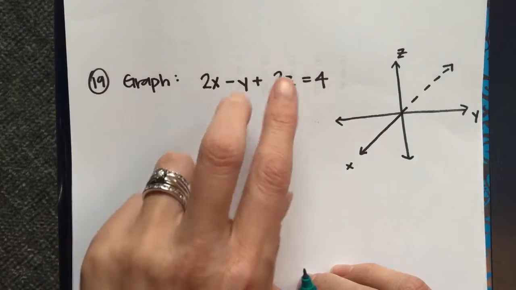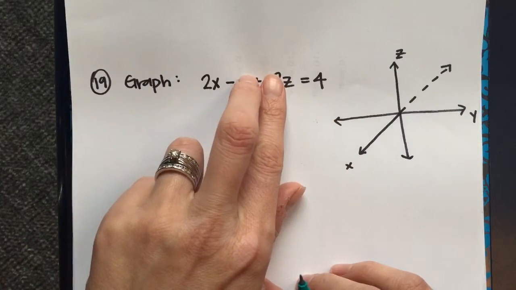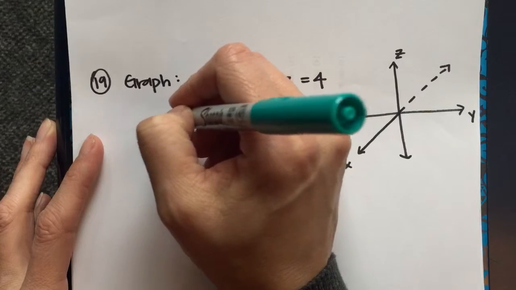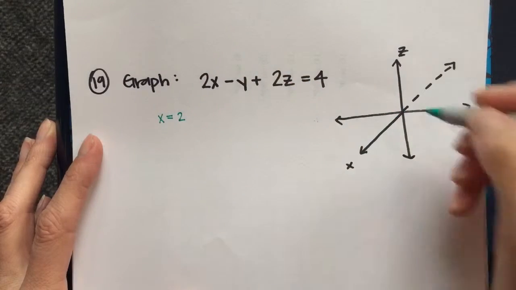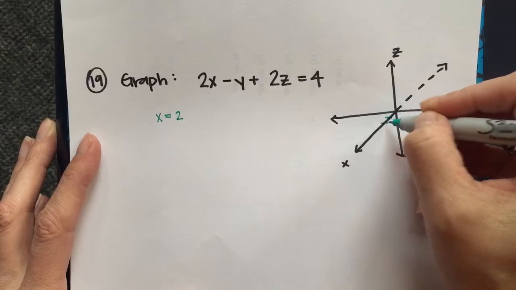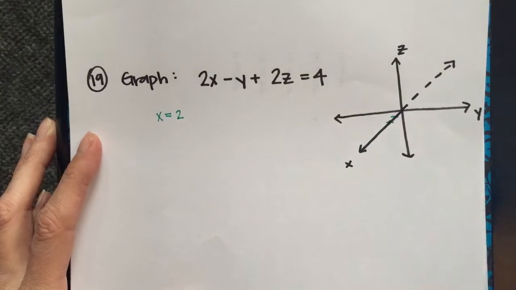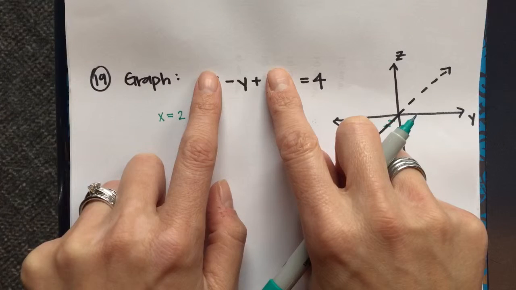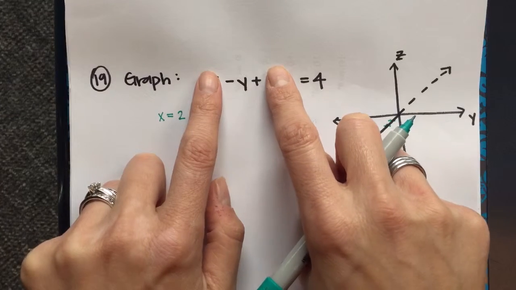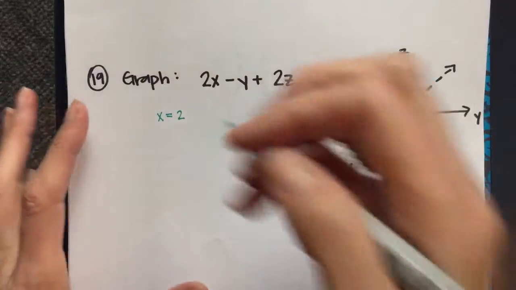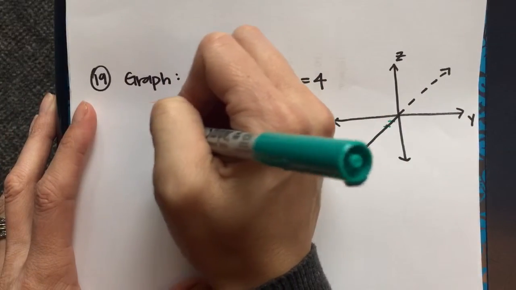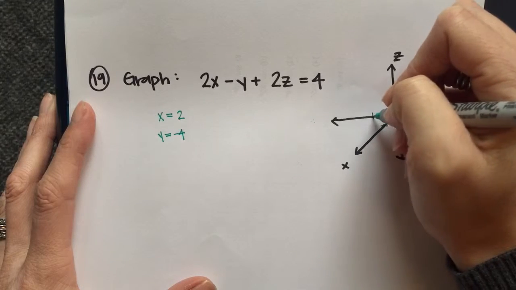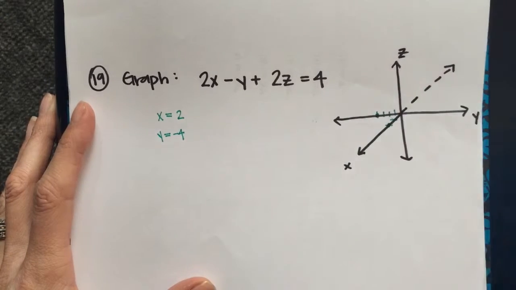So if we put 0 in for y and z, 2x is equal to 4. And if you divide by 2, then x is equal to 2. So the x-intercept is positive 2. That's a point. If I put 0 in for x and z, I get -y is equal to 4. So if I multiply by -1, y is -4. That's a second point. That's the y-intercept now, -4.